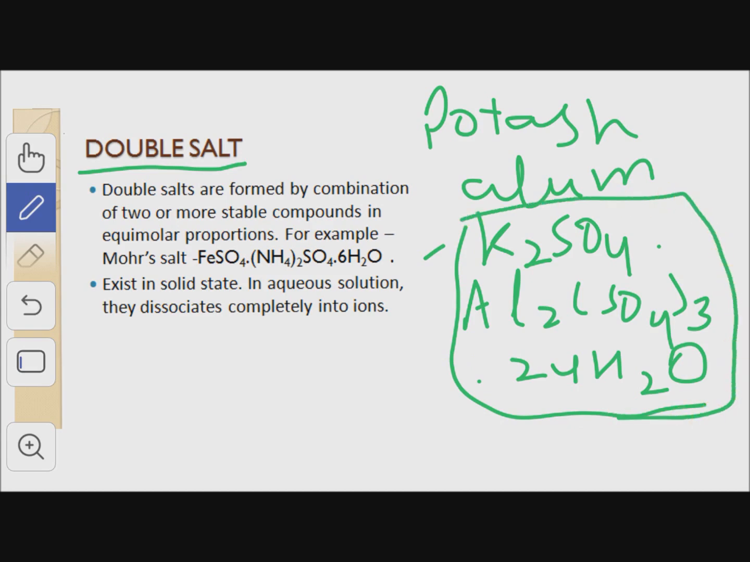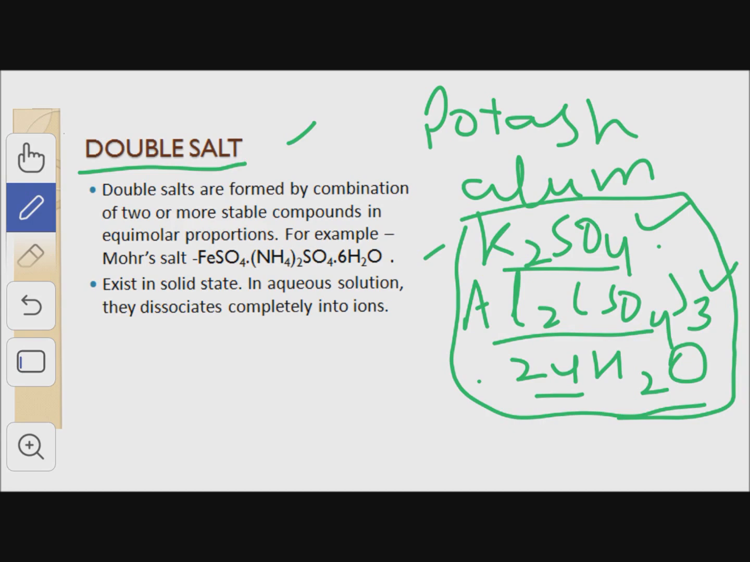As you can see here, there are 2 salts in potash alum and 24 water molecules of crystallization. It means in double salts, 2 or more stable compounds combine in an equimolar proportion, in an equal ratio. Double salts are formed by the combination of 2 or more stable compounds.